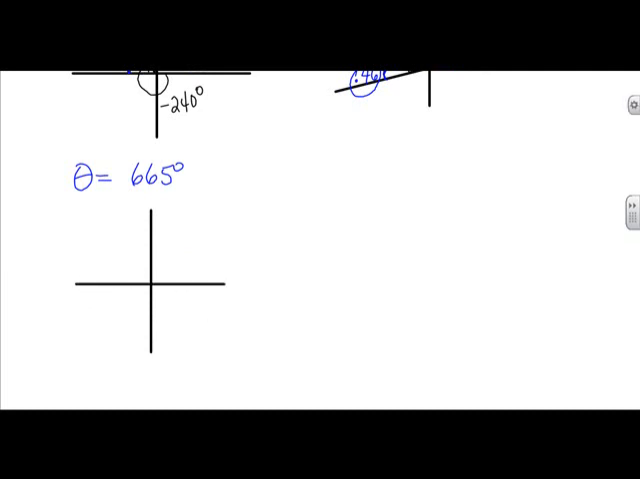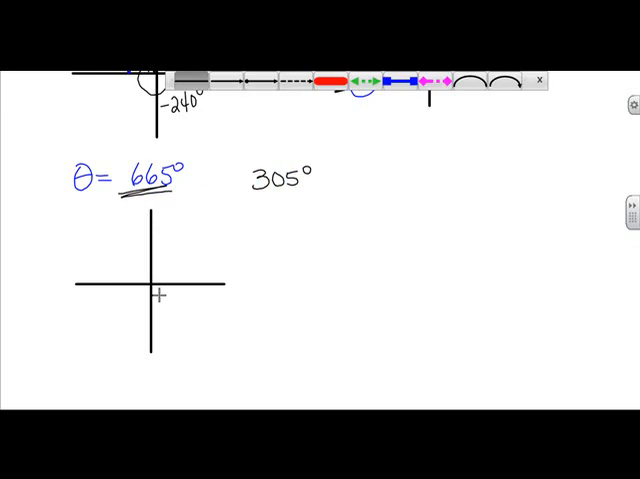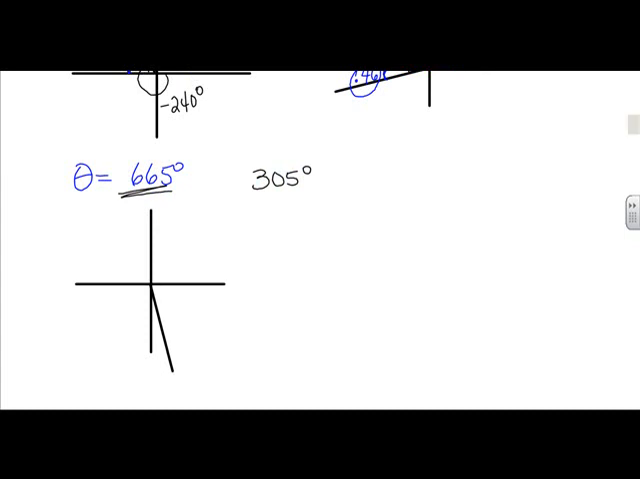Since 665 is greater than 360, I would subtract 360 degrees and realize that this angle is coterminal. 665 is coterminal with 305. I can estimate about where angle 305 degrees would be. That's not it. Maybe about right there. So 665 is one complete rotation plus another 305 degrees.